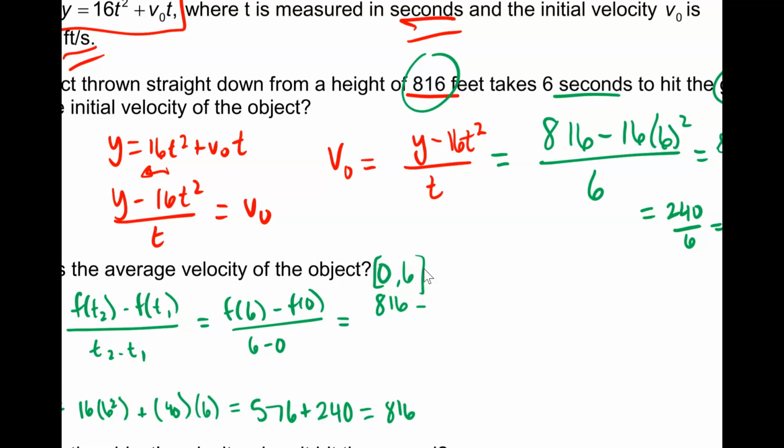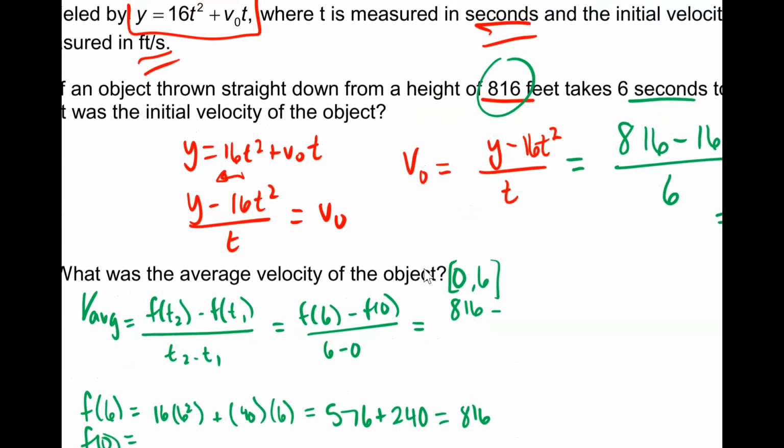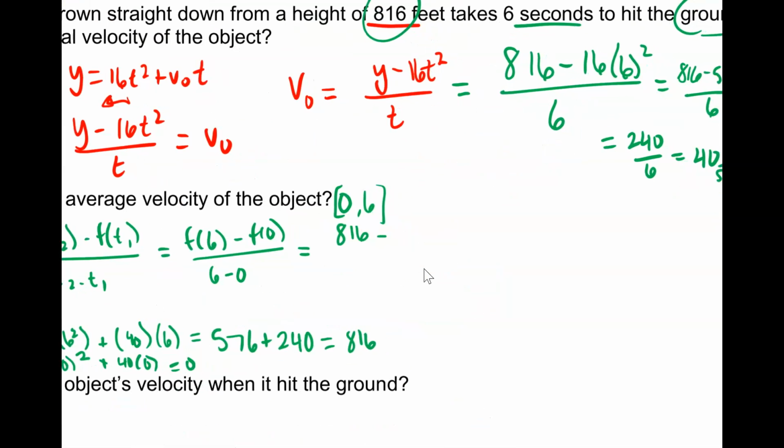Minus, if we plug in 0, f of 0 is going to be 0, because you have 16 times 0 squared, and then adding 40 times 0, that's just 0. Over 6. So if I take 816 divided by 6, we will have the average velocity. Alright, so 816 divided by 6 is 136, and it's in feet per second.